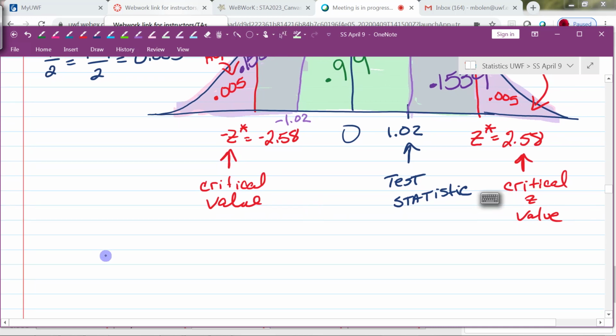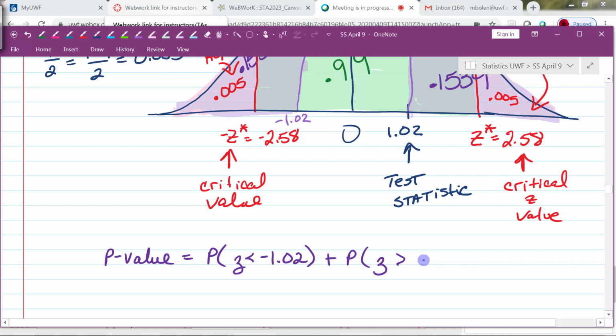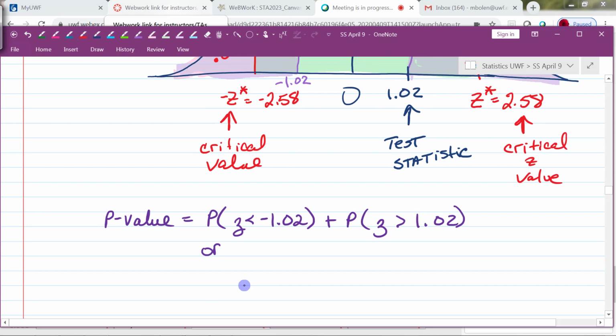your p-value, because it's a two-tailed test, is really equal to the probability that z is less than negative 1.02 plus the probability that z is greater than positive 1.02. Or I can say that it is 0.1539. That's that area right there.